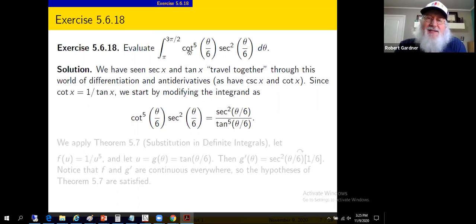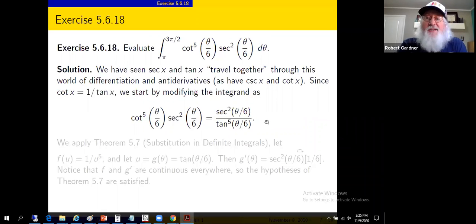I could either take this cotangent and write it as a 1 over tangent, or take this secant squared and write it in terms of cosecants. We get 1 over cosecant. Is that right? That's not right. So we get 1 over cosine. Let's take the cotangent and write it in terms of tangents. That's how it's written up.